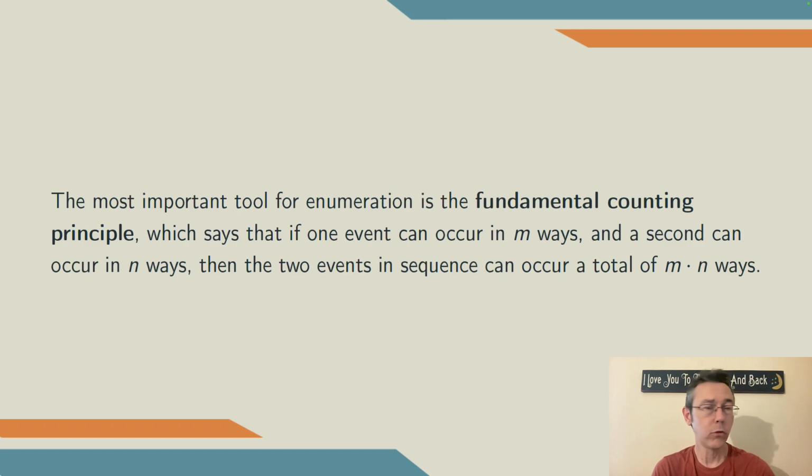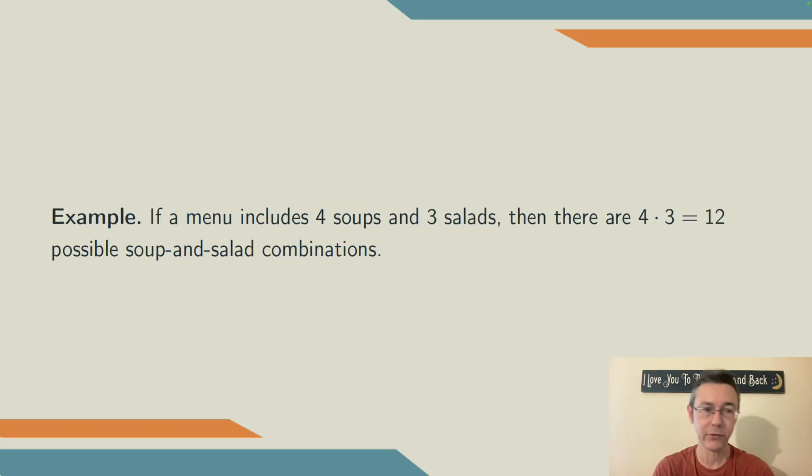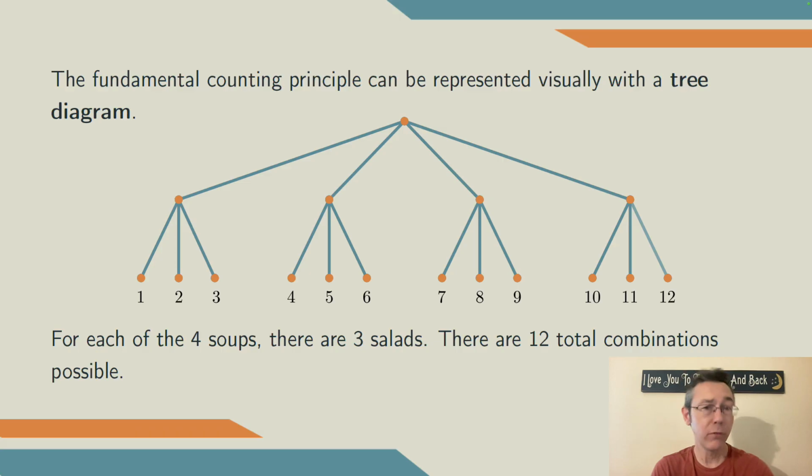The most important tool that we use when we're enumerating sets is the fundamental counting principle. Basically, this says that if you have two events and the first one can occur in m ways and the second one can occur in n ways, then the two events together can occur in m times n ways. Sometimes this gets called the multiplication rule for enumeration. Simple example, a menu includes 4 soups and 3 salads, so there are 4 times 3 or 12 possible soup and salad combinations. And we can visualize that with a tree diagram.